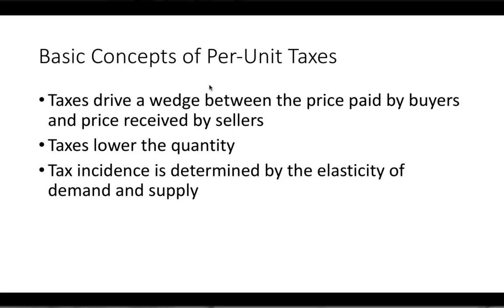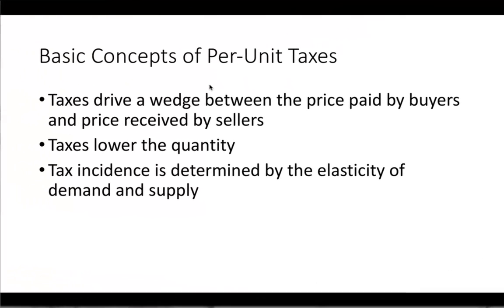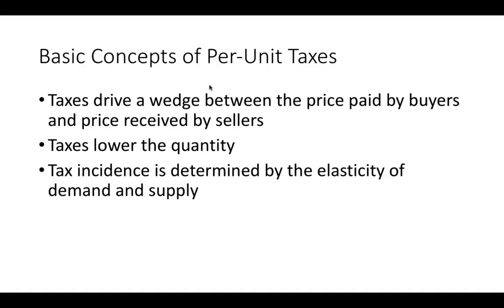We'll start with some basic concepts related to per unit taxes. Of course, taxes drive a wedge between the price paid by buyers and the price received by sellers. The difference between these two prices is the amount of the tax. Taxes also lower the quantity in a market. So if you don't have taxes, you have this equilibrium quantity. When you impose these taxes, it actually lowers the quantity.